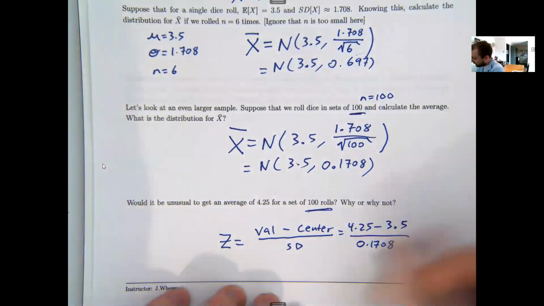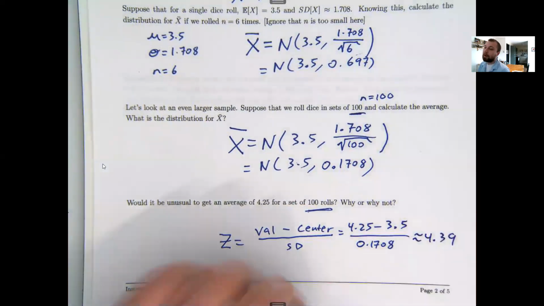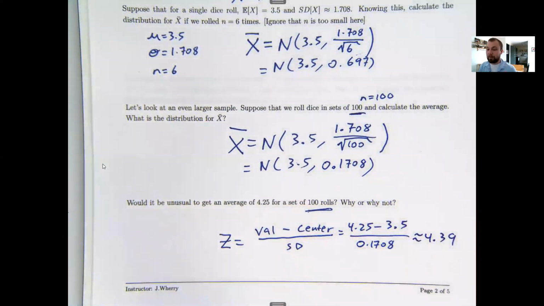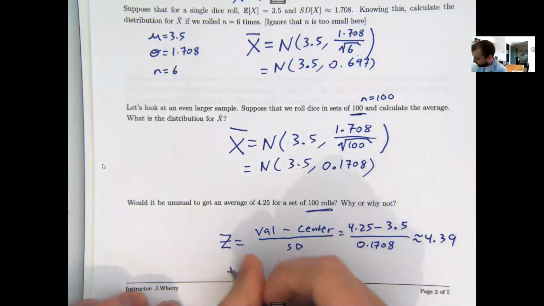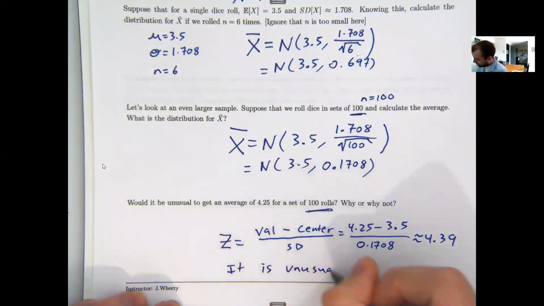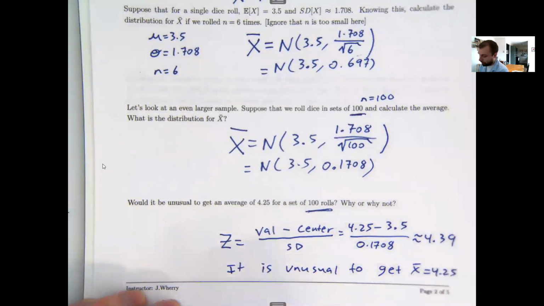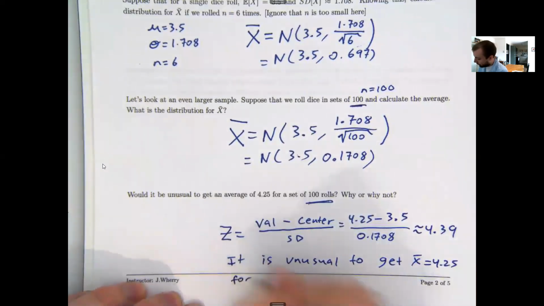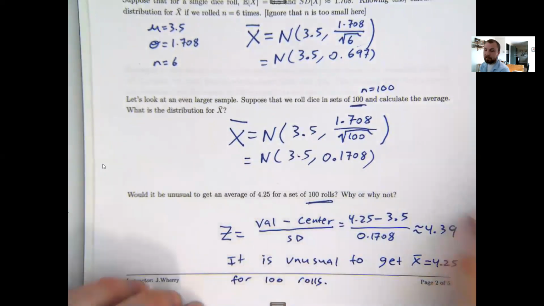I get a z-score of approximately 4.39, way more than 2 standard deviations away from the center. I would consider this to be unusual. So it is unusual to get an average of 4.25 for 100 rolls because it's more than 2 standard deviations away from the center.